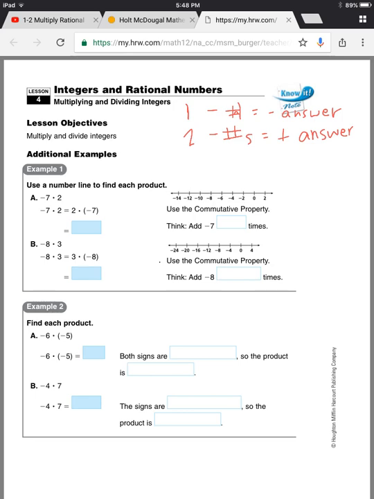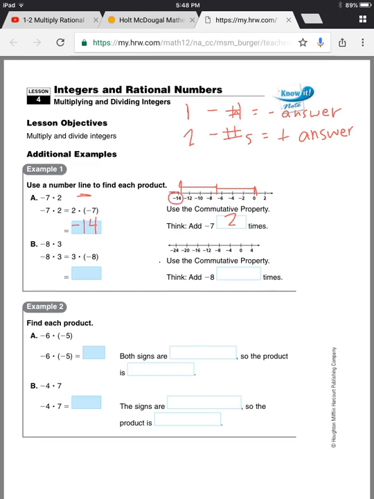example 1a. We have one negative, so I know right away we're going to have a negative answer. Negative 7 times 2 is the same thing as 2 times negative 7 because of the commutative property. So in your head, you can just say, I'm going to add negative 7 two times. I feel like that would make it more difficult, but whatever. So we're going to start at 0 and go left to negative 7. And then we're going to go left to negative 7 again, and we're going to hit negative 14.